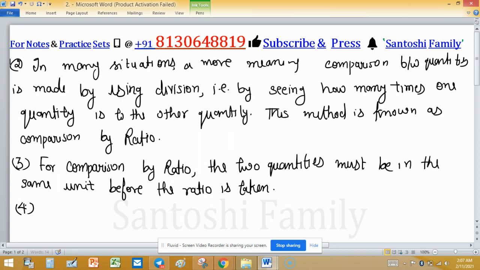Now fourth point is the same ratio may occur in different situations.